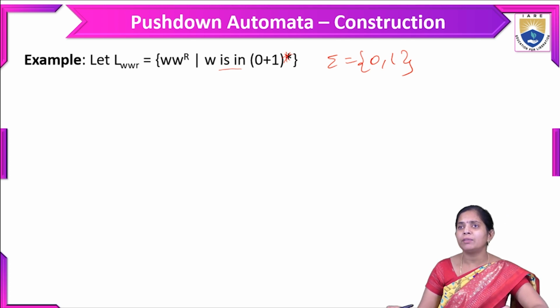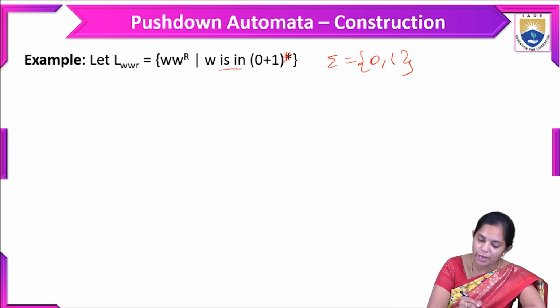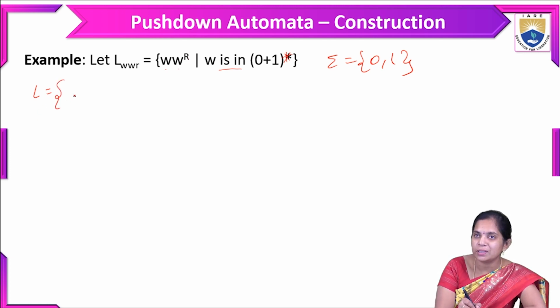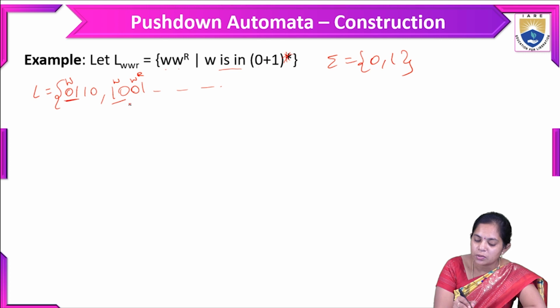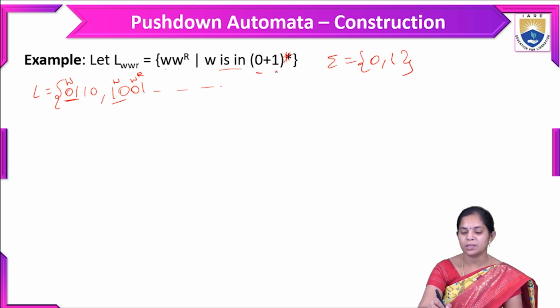For this one, the first step is to elaborate the language, the WW reverse. What are the combinations of the strings for the given language? If it starts with 0, then 1, next 1, and this string is the W. What is the reverse of this W? 1 0. And one more case, 1 0 0 1, and so on. So this is the word and this is the W reverse word. This is how the strings are formed with the combinations of 0, 1.